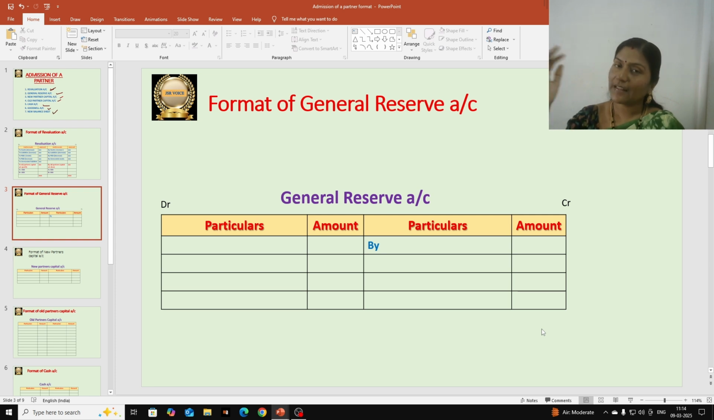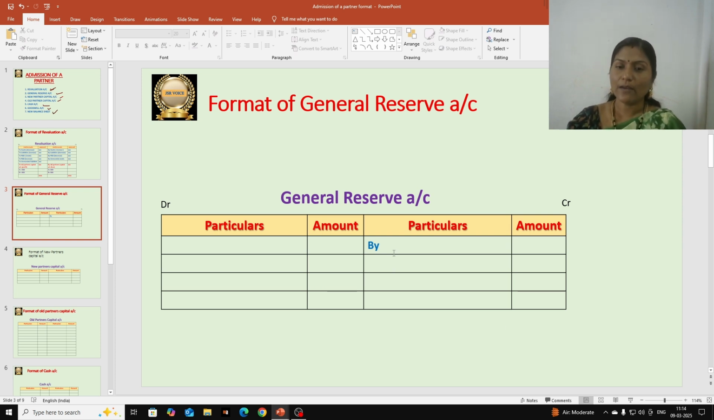If we take any item from the asset side, whenever we prepare that account, we should record that balance on the debit side. General reserve always appears in the balance sheet on the liability side, so we should bring it and record it here on the credit side first. Why should we record it? Because a new person is going to be admitted, and whatever reserve the old partners earned, they want to distribute among themselves. So we record it on the credit side and it should be distributed to old partners. That is what we have to do now.